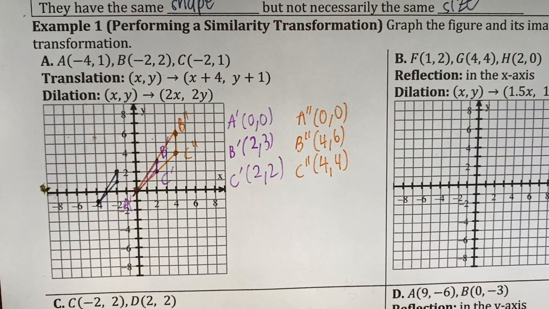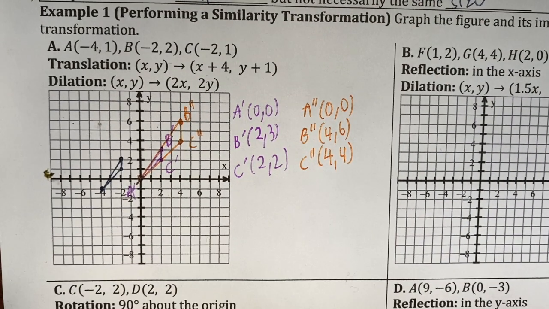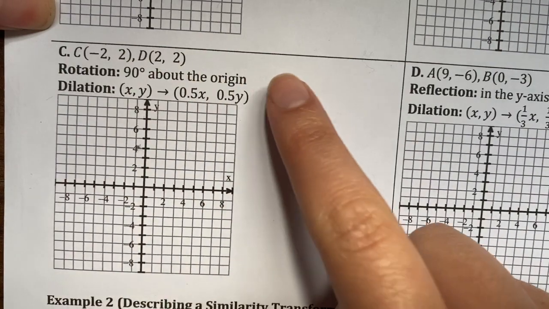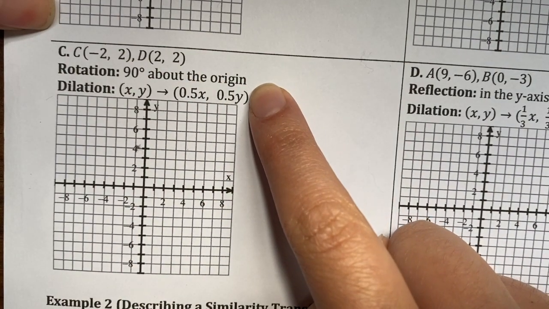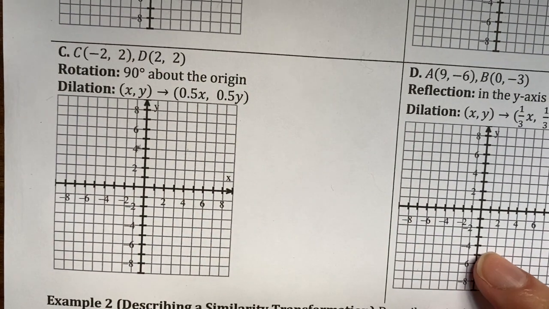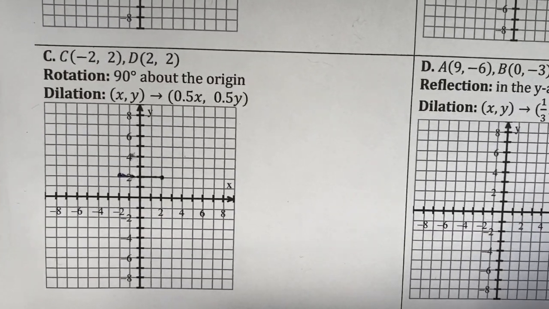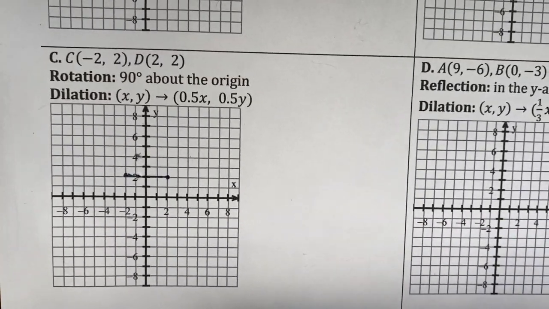We have our first transformation. I'm going to do one more. For C, we have a line segment. It's composed of 2 points. And we're going to be rotating it 90 degrees about the origin, and then we're going to dilate it. I'm going to start off by graphing CD. Next, we are going to be doing the 90-degree rotation.